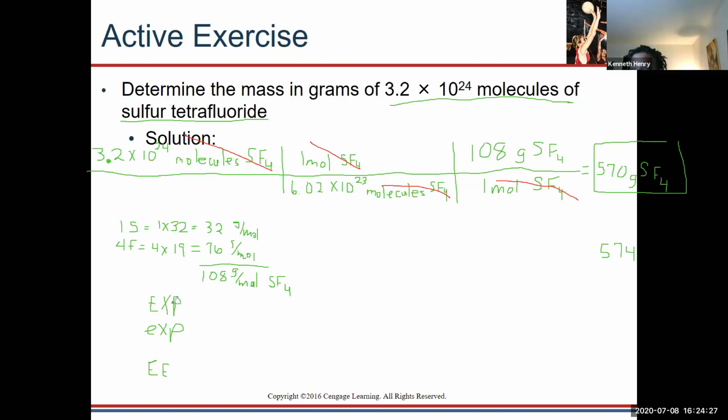Okay, so that means that when you type it in, Andy, you're going to type in 3.2 EXP 24. That EXP stands for 10 to the whatever power. And then you're going to divide it by 6.02 EXP 23. And then you're going to multiply it times the 108. Oh, got it. You got it. See? Look at that.